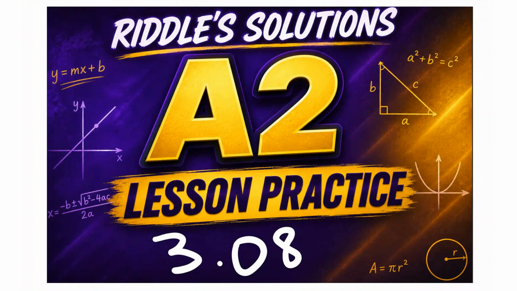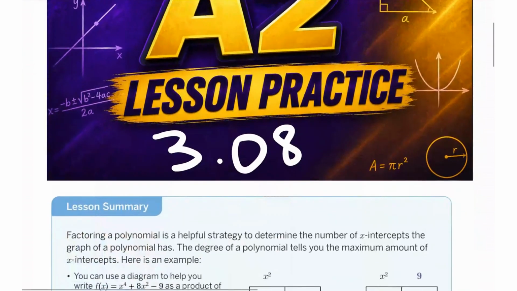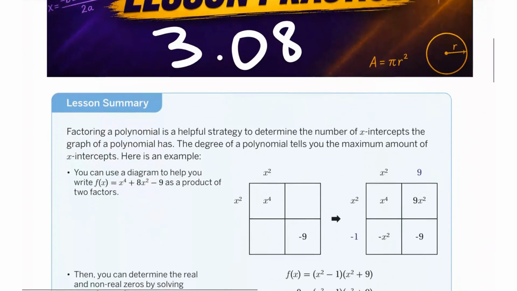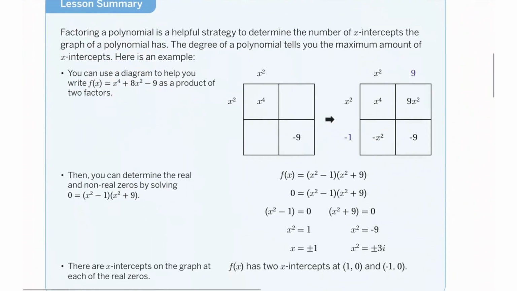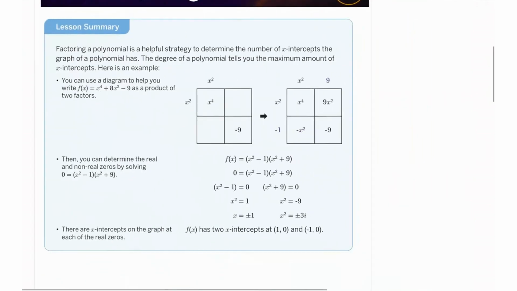Welcome back to our lesson practice review, where we're talking about chapter 3, lesson 8, where we factor some more challenging polynomials. I will rely heavily on our box diagram to help us with these. There are like 3 different instances that we need to be prepared for that we'll go through.